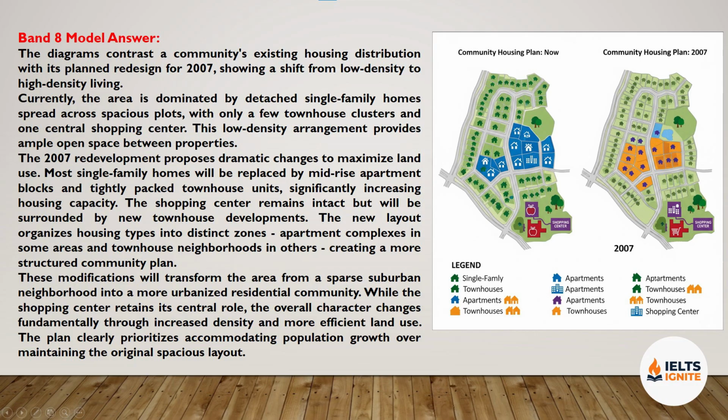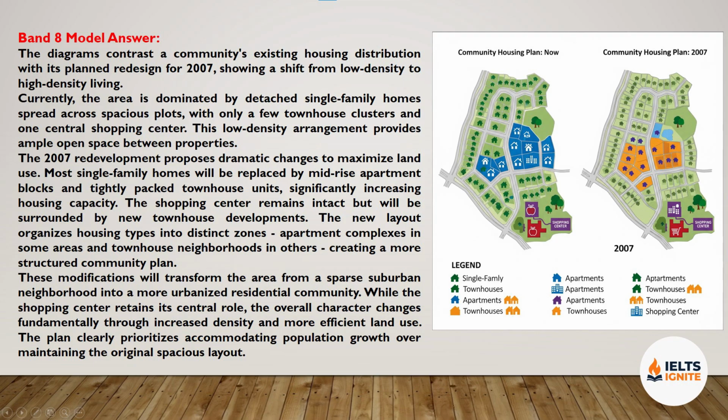The diagrams contrast a community's existing housing distribution with its planned redesign for 2007, showing a shift from low-density to high-density living. Currently, the area is dominated by detached single-family homes spread across spacious plots, with only a few townhouse clusters and one central shopping center. This low-density arrangement provides ample open space between properties.